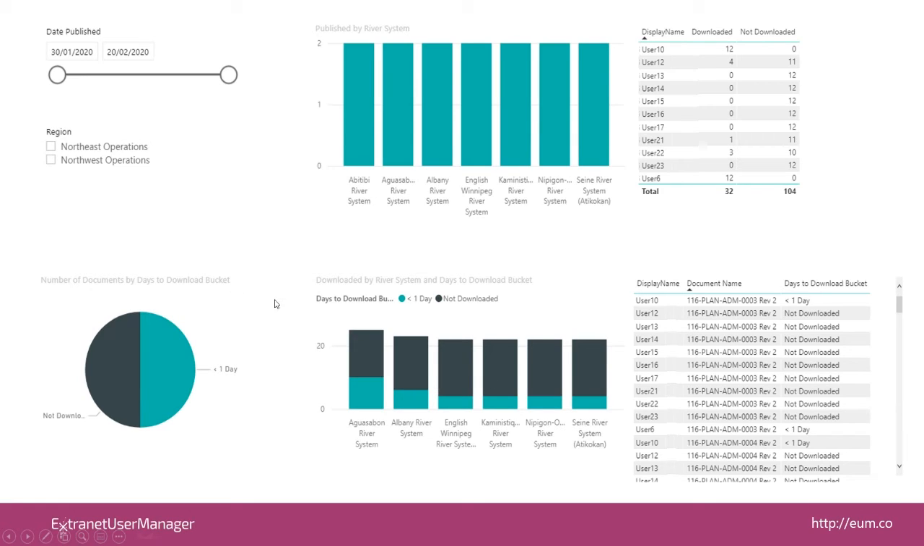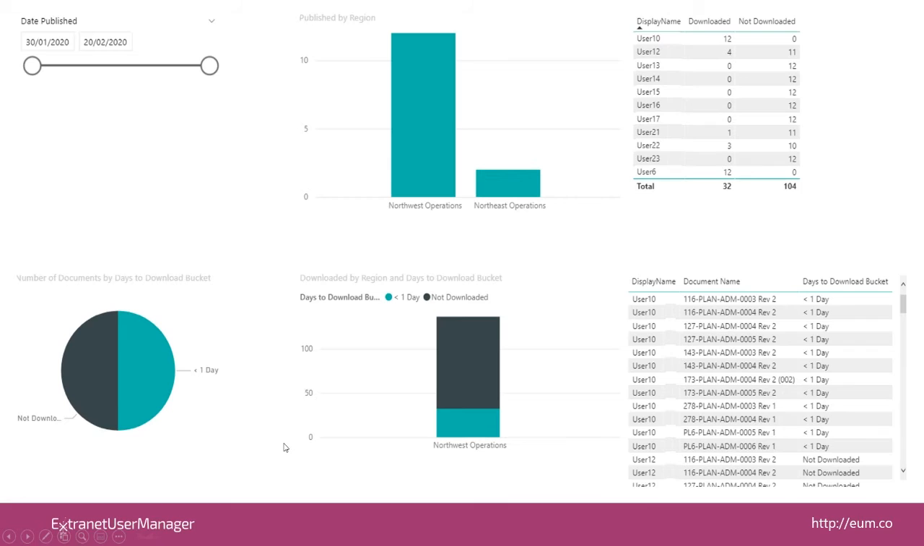This is a screenshot, so it's not interactive, but the beauty of Power BI is that this is all interactive. I can change my slicer, I can pick a different region, I can click on a different river system, and all the other visuals update as part of that. And I actually see the details of, for each person, how many files they have downloaded, what they have not downloaded, what's outstanding, and what the details of the document are. So I can drill as deep as I want into that data, and I can take different views from that.